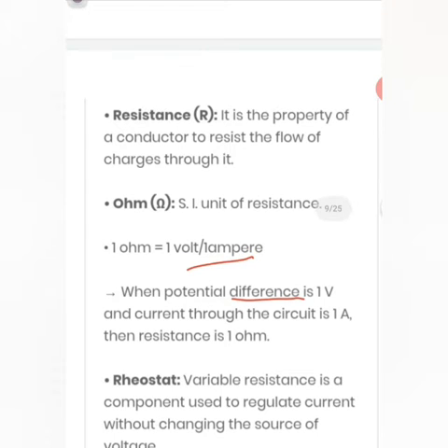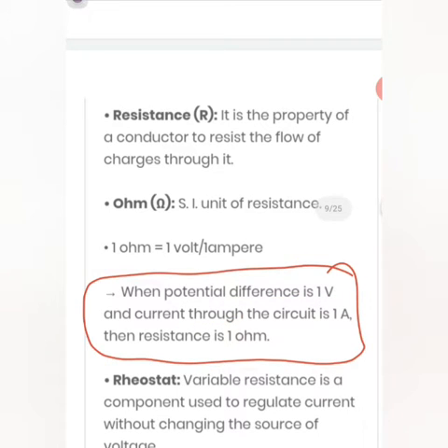When a potential difference of 1 volt is applied and the current through the circuit is 1 ampere, or when 1 volt potential is generated in the circuit such that a current of 1 ampere flows, that amount of resistance is said to be 1 ohm. This is important for you all to remember.